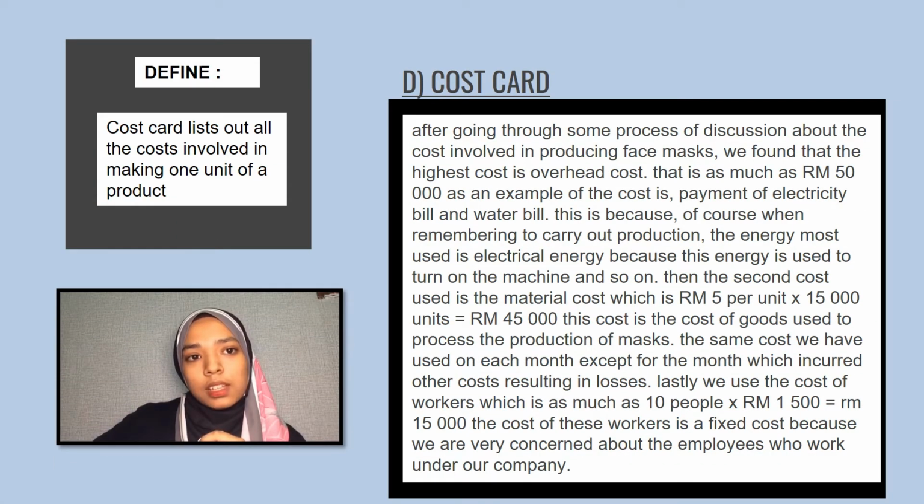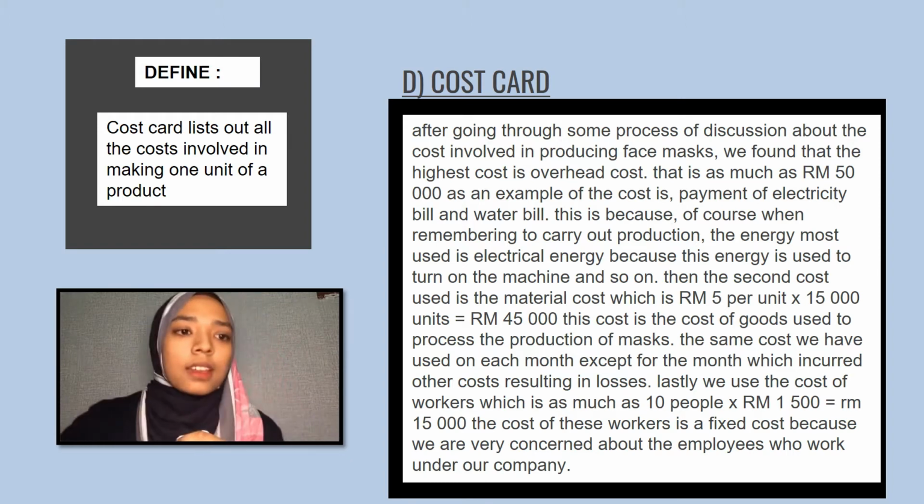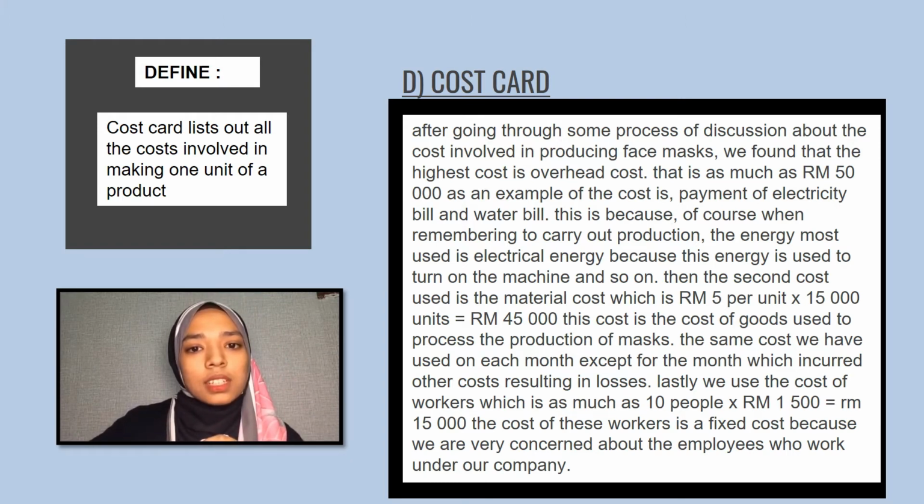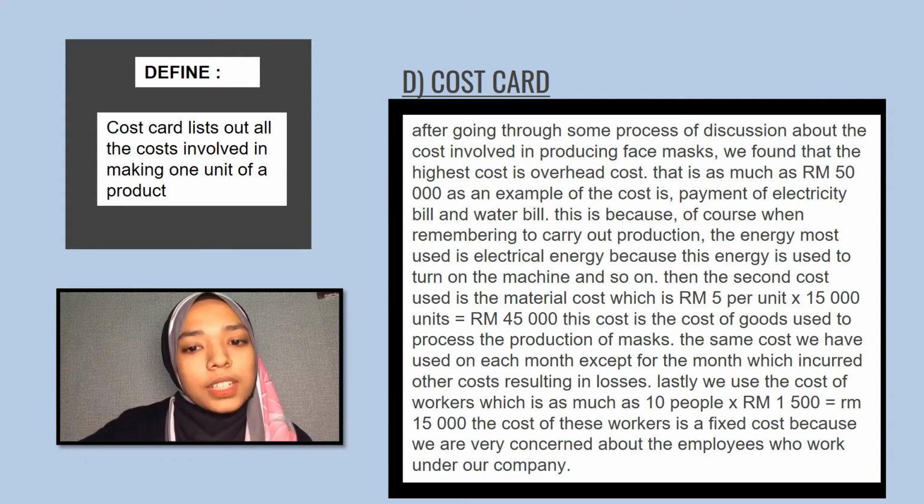And the cost guide as well lists out all the costs involved in making one unit of product. After going through some discussion about the cost involved in producing face masks, we found that the highest cost is overhead. Overhead cost is 50,000 ringgit Malaysia. For example, we pay electrical and water bills. This is because we use machines to carry out production of face masks. Then the second cost is the material cost, which is 45,000 ringgit. This is the cost of goods used to process the production of masks.